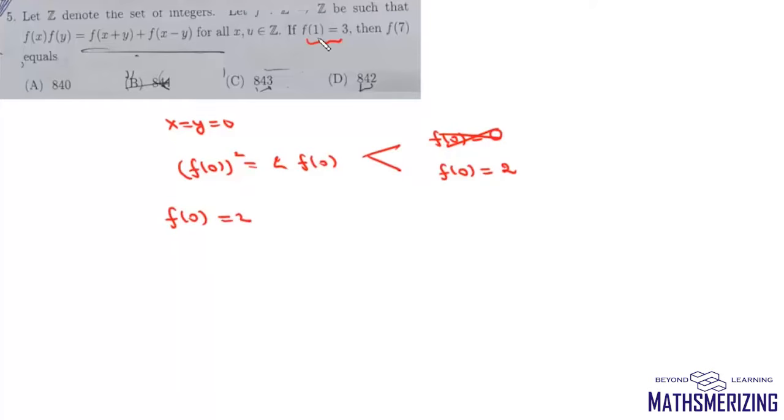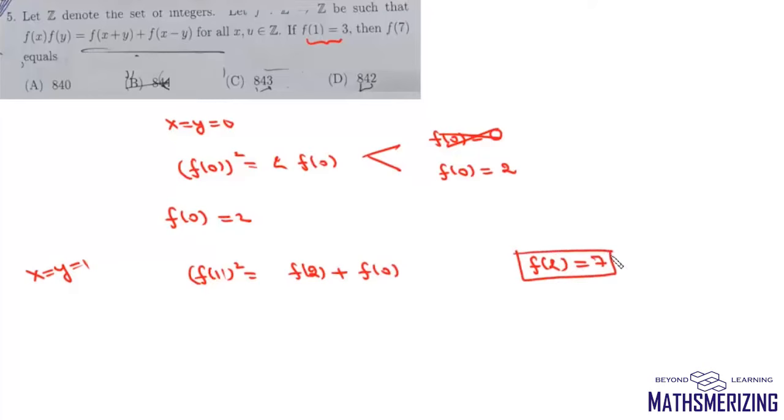So from here we get the condition that the value of f(0) is 2. Now we have the value of f(1) and the value of f(0). So we'll find the value of f(2), and for that we'll put both x and y as 1. Now if we put x and y both as 1, we'll get f(1) square, and it will be equal to f(2) plus f(0). Now f(1) is 3, and 3 square is 9. 9 minus 2 is 7. So from here we get the value of f(2) as 7.